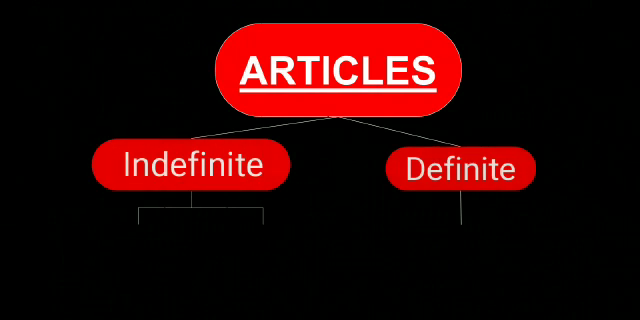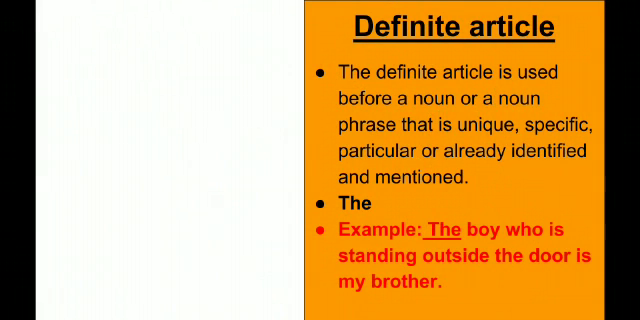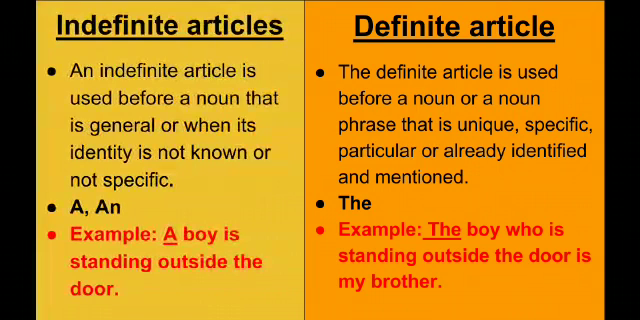So, let's start. There are two types of articles, indefinite and definite. There are two indefinite articles, a and an. The only definite article is the. Now, what are definite and indefinite articles?